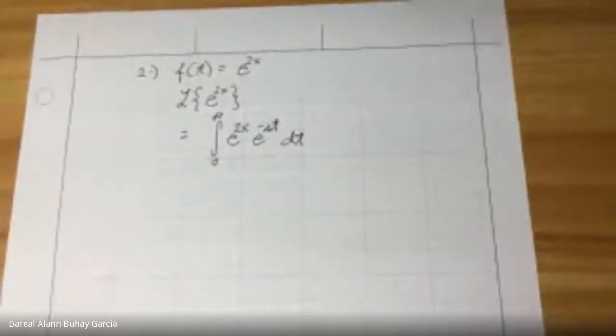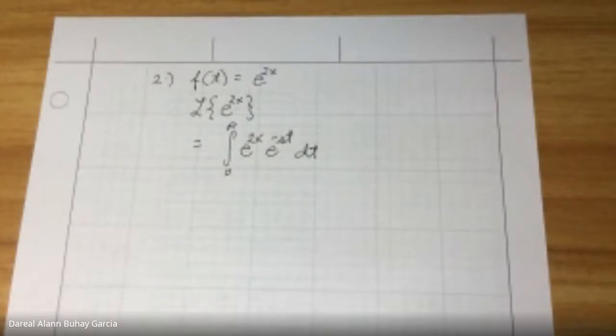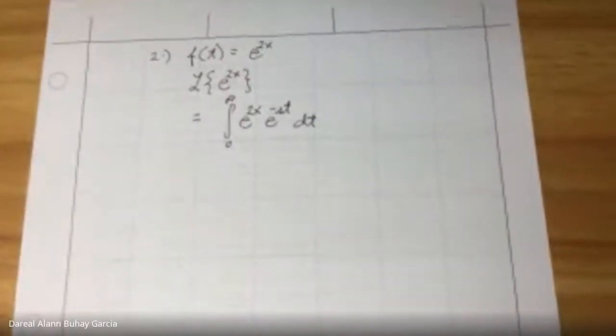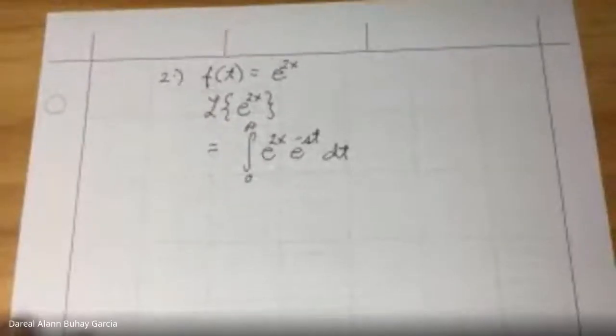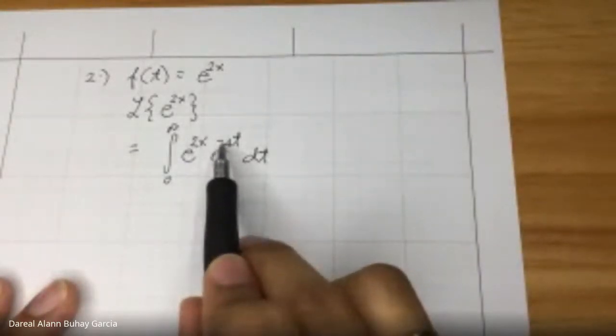Is it clear? Yes, sir, clear. So here, the integral of the function e to the power of 2x times the kernel e to the power of negative s times t dt.